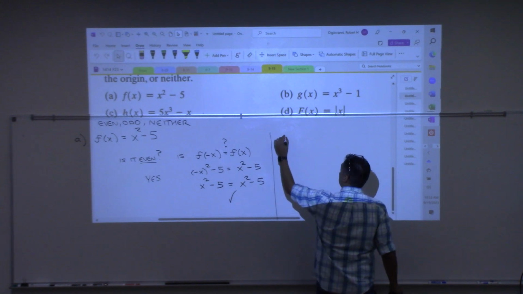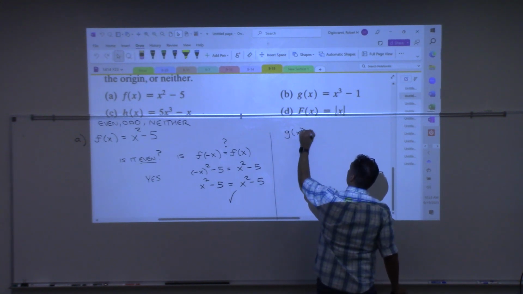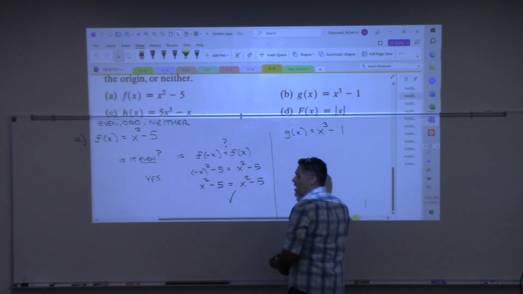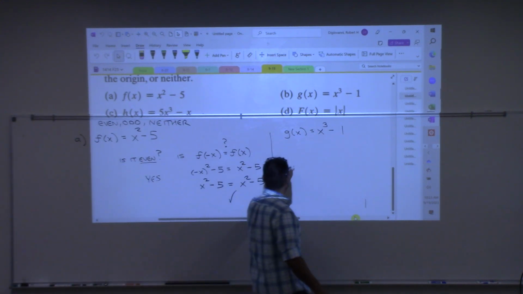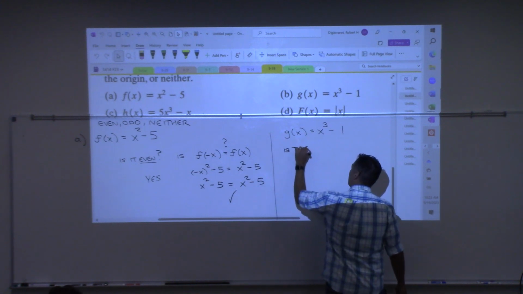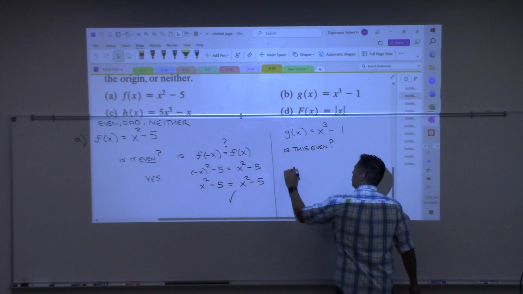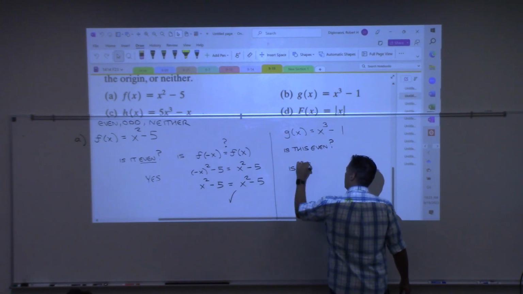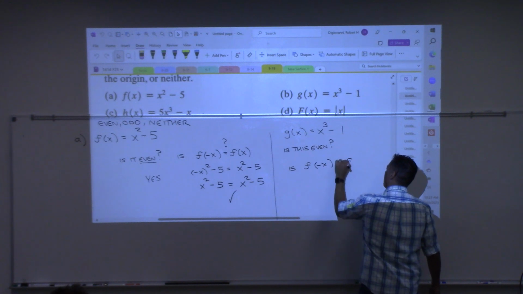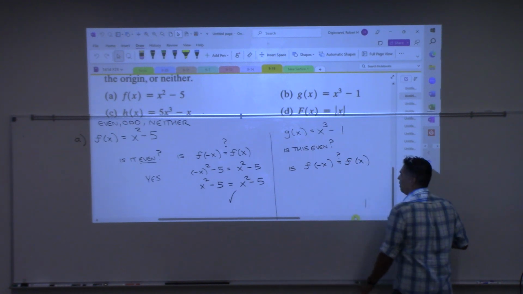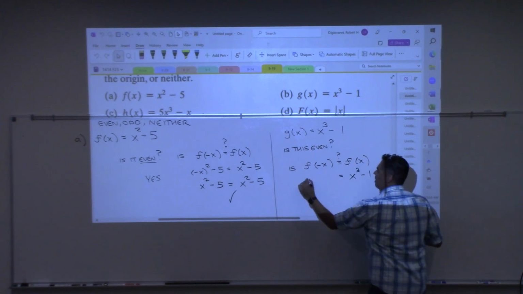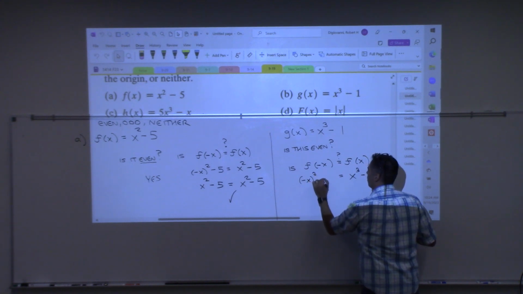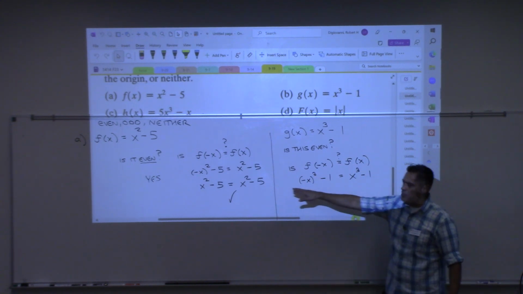Let's look at the next one. So pay attention to this one. Same questions. Is this even, odd, or neither? What does your instinct tell you? Odd, because you see x cubed, but we have to show it. So the first thing I'm going to ask myself is, is this even? So I'm going to say, is f of negative x equal to f of x? I don't know. The right-hand side of this is just the original function. The left-hand side is what I get when I plug negative x into the original function. Very much like we just did here.